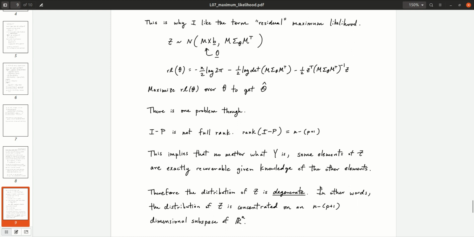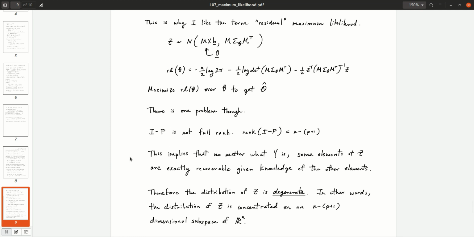As we studied before, this matrix I minus P is not a full rank matrix. What is its rank? Since it's a projection matrix, its rank is equal to its trace. The trace of I is n, and the trace of P is the rank of P, which is the rank of the design matrix, which is p plus 1. So this implies that no matter what Y is, if we form Z, some of its elements are exactly recoverable given knowledge of the other elements.